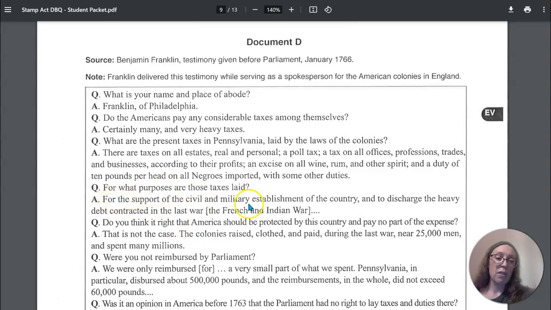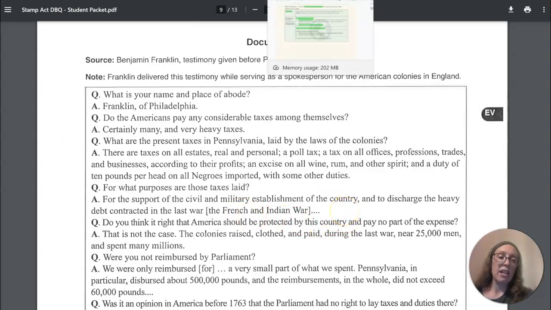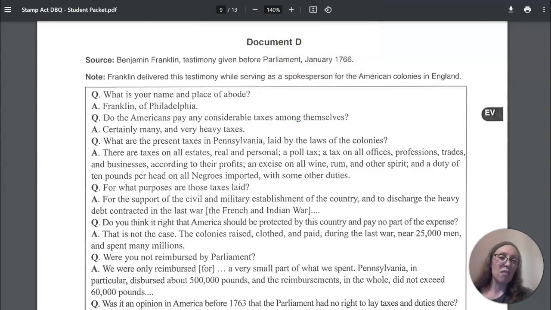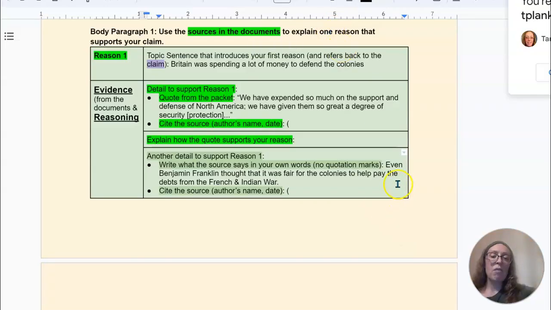And where it talks about the colonies pay taxes to discharge the heavy debt contracted in the last war. So they pay taxes to pay the debt from the French and Indian War. That's what I'm looking for. So I'm going to put that idea in my own words. I kind of just did, right? So there I have it. In my own words, it says the same thing as the document.